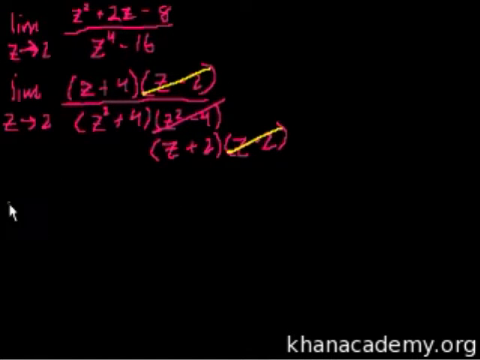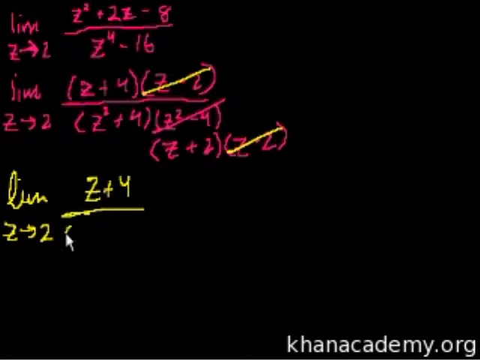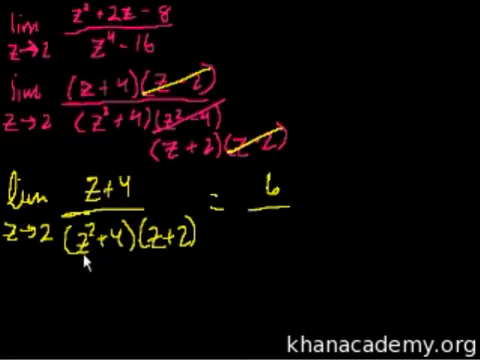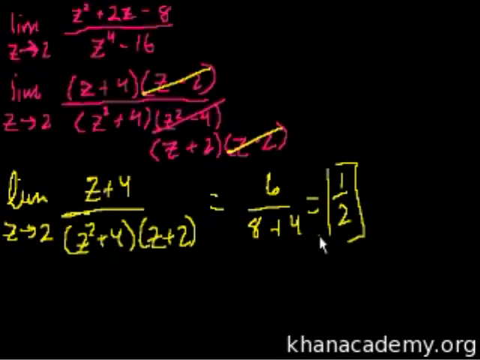This is equal to the limit, and I've changed colors arbitrarily, as z approaches 2 of z plus 4 over z squared plus 4 times z plus 2, which is equal to what? That's equal to 6 over, what's 2 squared plus 4, that's 8, and then 2 plus 2 is 4. 6 over 32... 6 over 12 is equal to 1/2. There you go. I thought that was a pretty interesting problem.